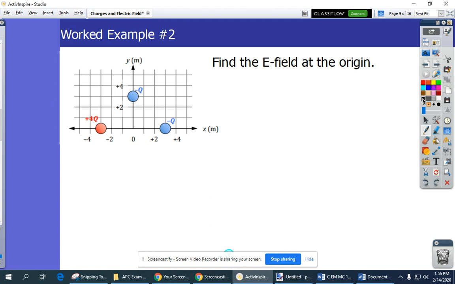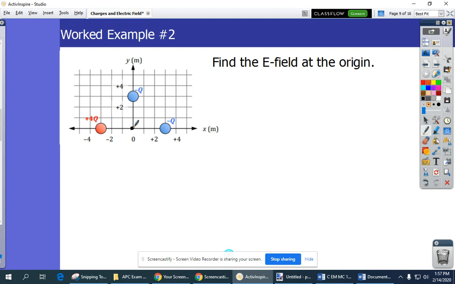So let's see if we can find the E field at the origin here. And you might look at this and say, but Mr. Bates, there's nothing at the origin. How can I find the electric field? There's nothing there. Well, that's the thing about fields that makes fields so useful, right? There doesn't have to be anything there for there to be an electric field there. In the same way that I can point to a spot in space and say, well, there's a gravitational field here. If I put something there, it'll fall. Gravity's still there, even if it's not actively pulling on anything. So we can still find the electric field at the origin.